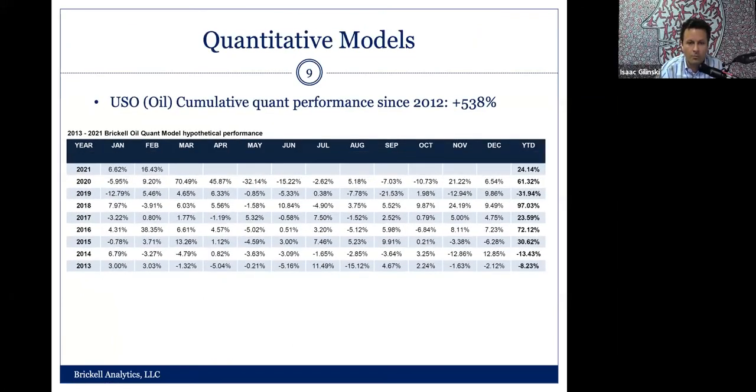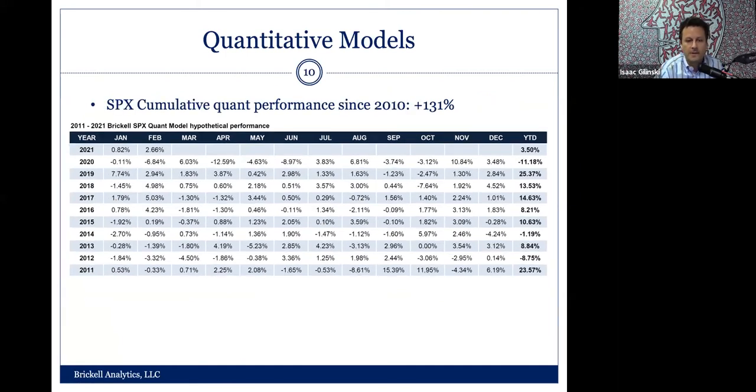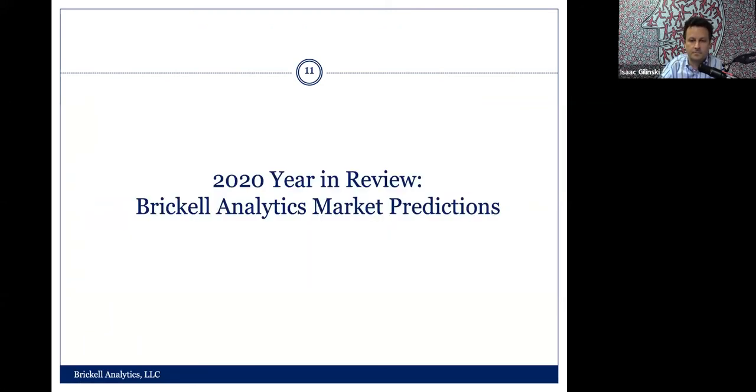So we've used the tools to put it into 2 different models. We have a quantitative model on oil that generates long and short signals, and the model has been very predictive of the oil markets, whereby it's generated about 540% return since 2012. The model has been very useful also in predicting the direction of the S&P, and it's generated about 130% return since 2011. So that's our tools and our systematic approach to markets.